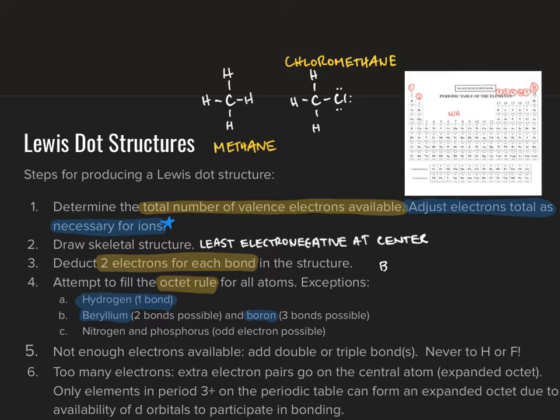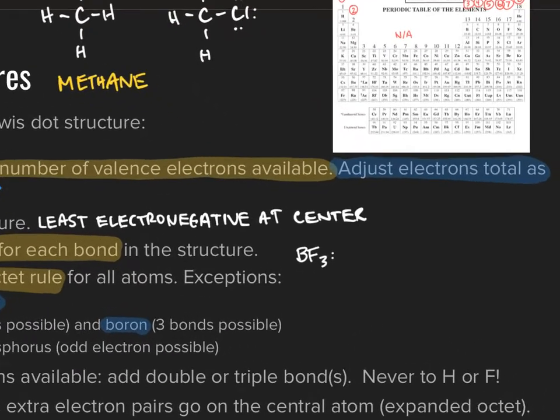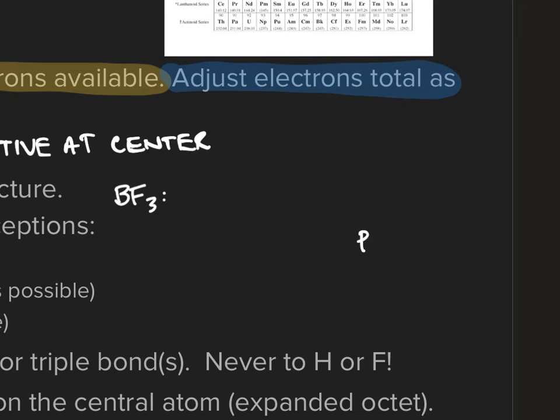like boron trifluoride. For making a Lewis dot structure for boron trifluoride, we put our low electronegativity boron atom at the center and the 3 fluorines around the outside. We can count up our valence electrons, 7 for each of those fluorines, again halogens, and 3 for our boron, which gives us a total of 24 electrons to distribute to make this molecule.